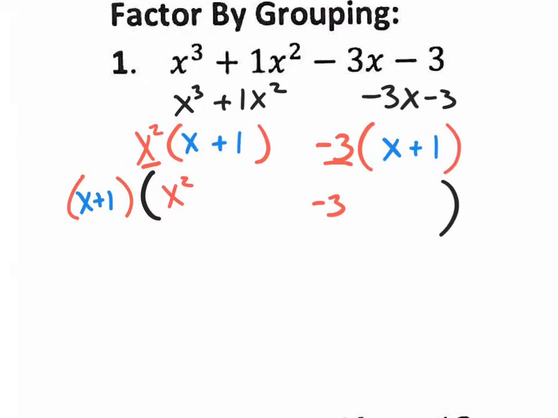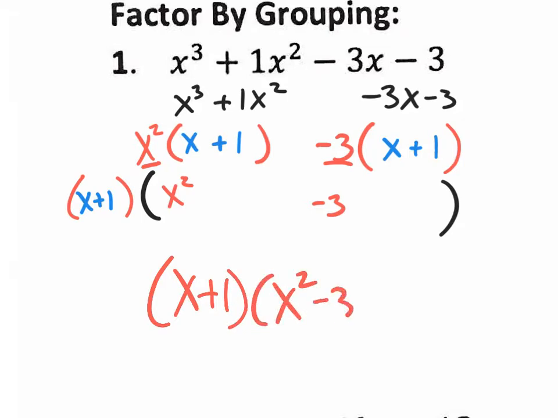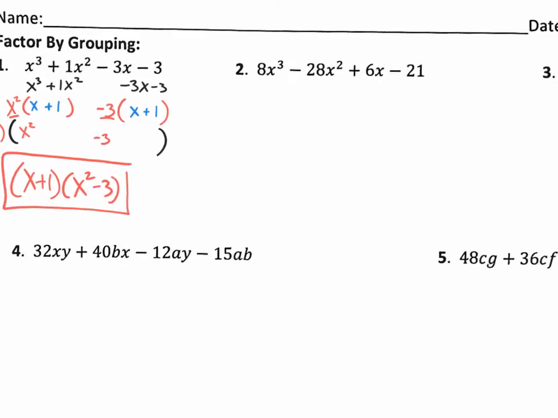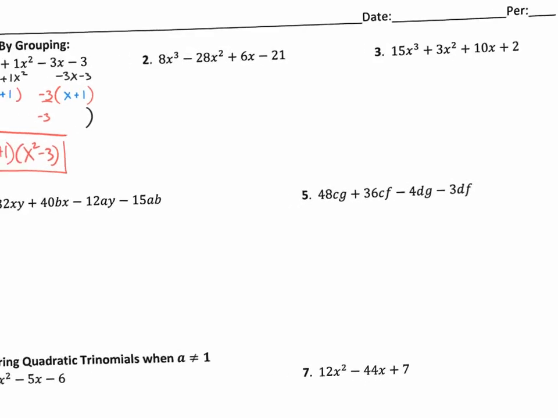So anyways, our final answer is x plus 1 parenthesis x squared minus 3. All you have to do is rewrite it with the correct size parentheses. So you're going to do the same for number 2. You're going to do the same for number 3. Separate them into two groups.